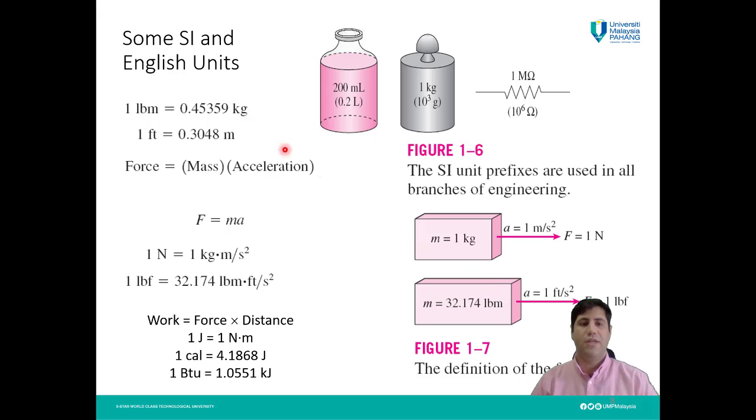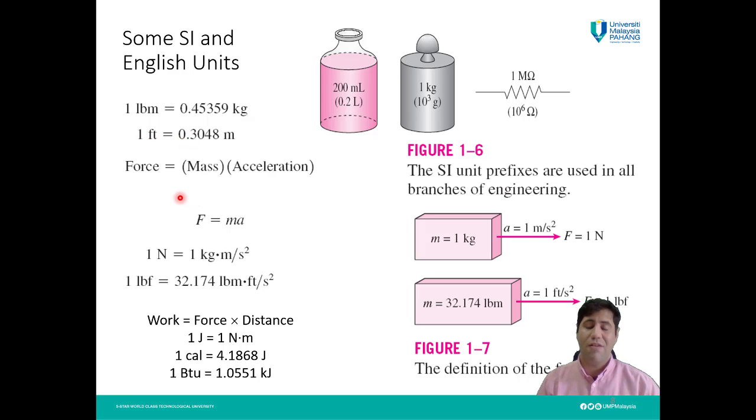So about the units, here you can see some SI and English units. As I said, the unit for mass in SI is kilogram, but in the English system it is pound. And about length, you can see here in SI it is meter, in English it is foot. You can see the relationship between them.